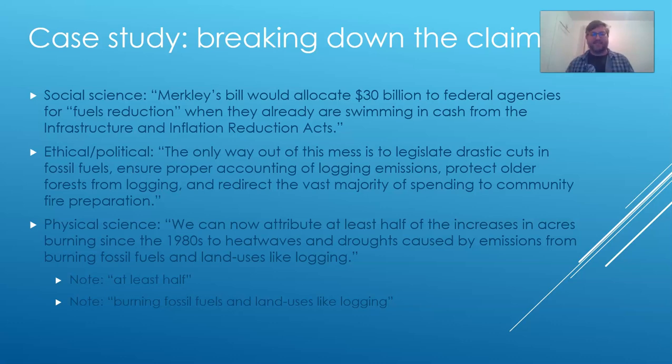since we're in a physical science class, where he says we can now attribute at least half of the increases in acres burning since the 1980s to heat waves and droughts caused by emissions from burning fossil fuels and land uses like logging. So that's a physical science claim. He's talking about the way that the non-human world works. He's saying that because the climate has increased, therefore, we've had these increases in the amount of area being burned by forest fires. Okay, so the claim about the physical world, you make a physical science claim.